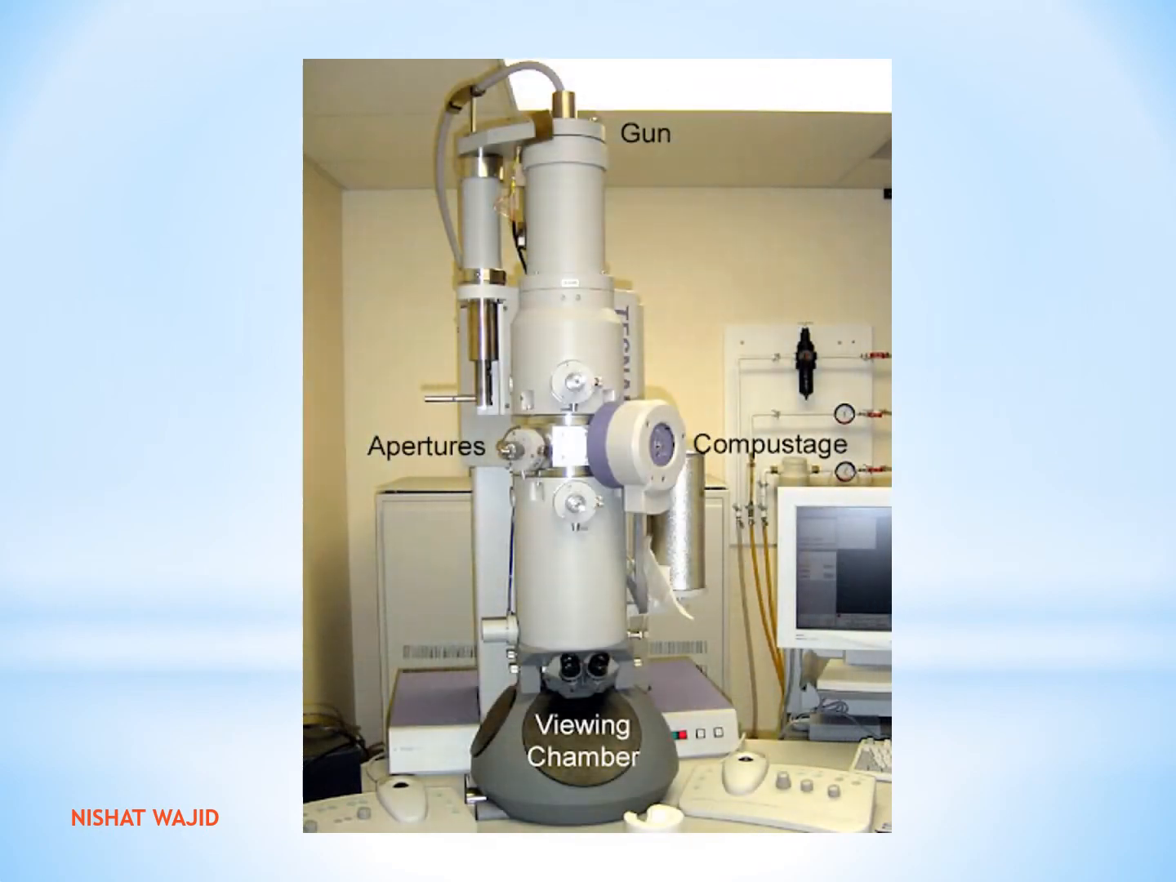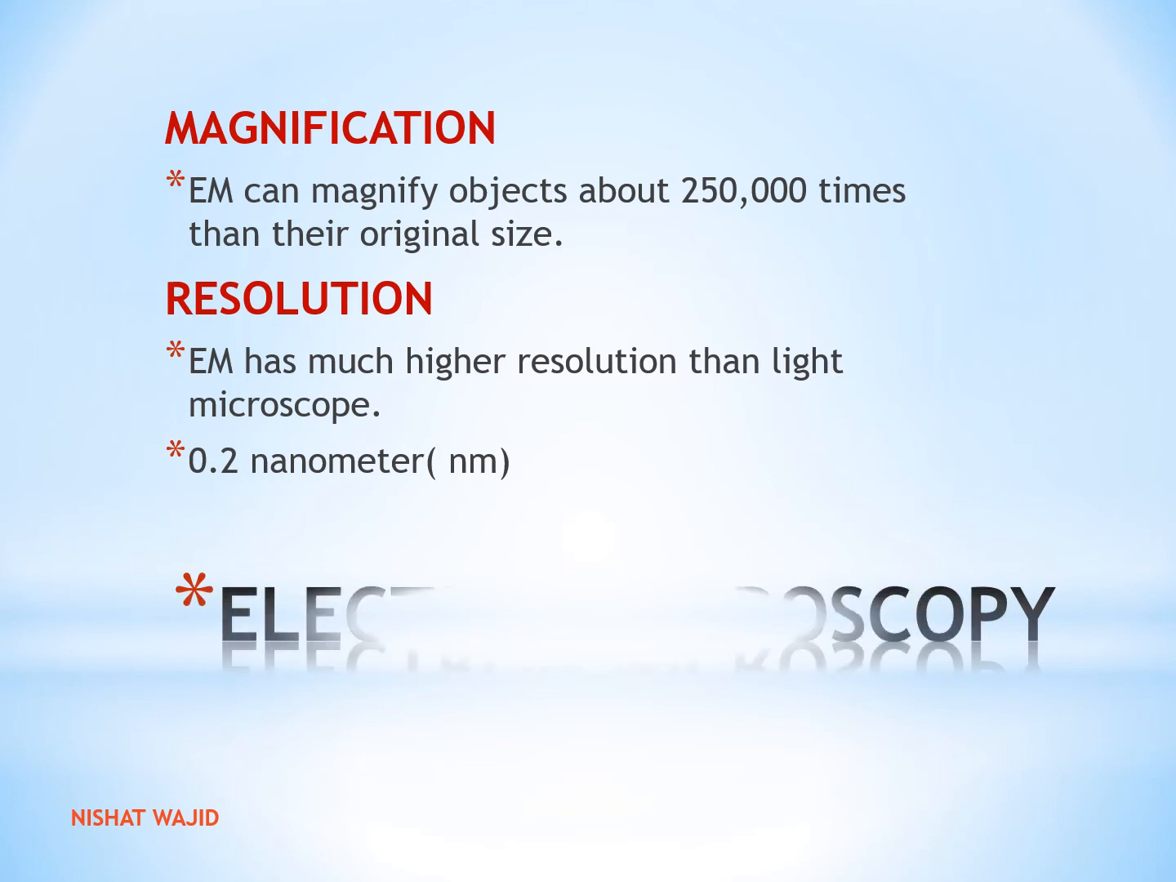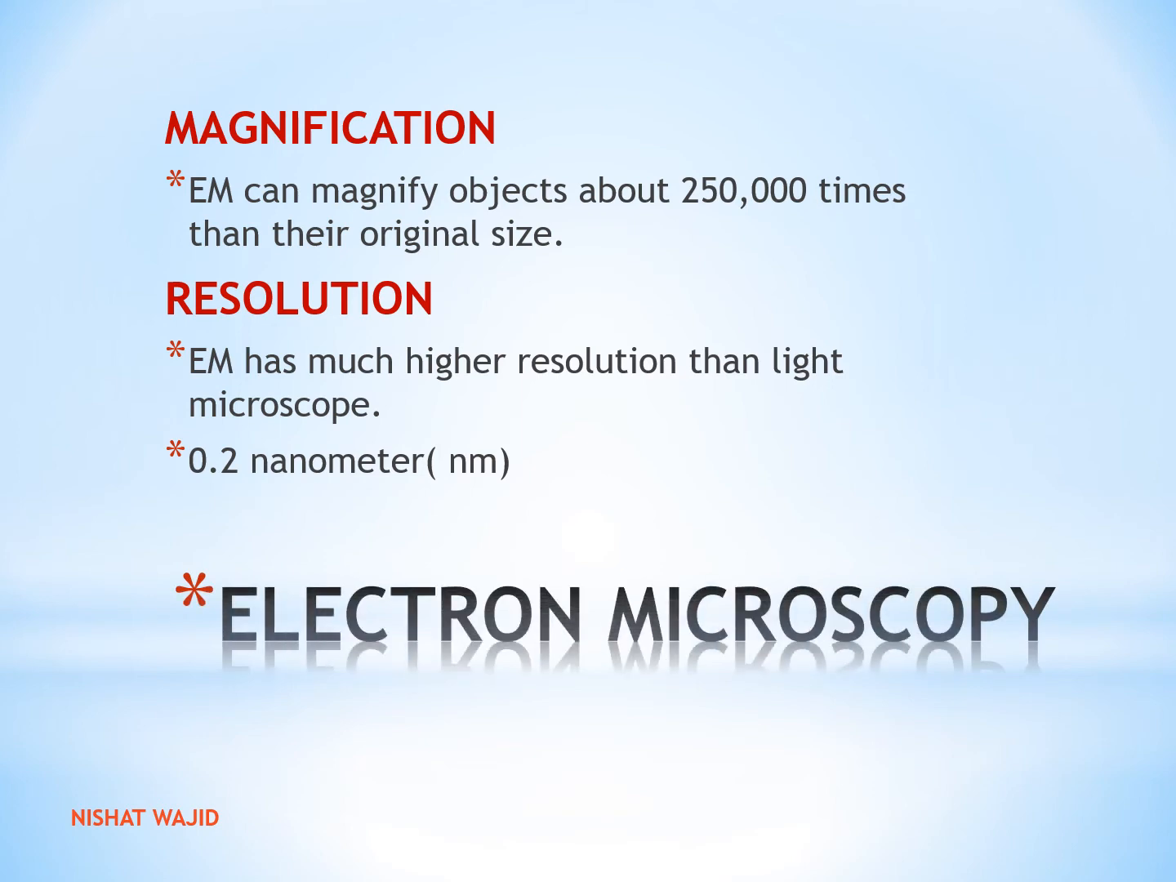This is the diagram of electron microscope. You can see it is very complex and large and needs a lot of space for installation. Only experts can handle it. Now see magnification of this microscope. Electron microscope can magnify objects about 250,000 times than their original size. Resolution. It has much higher resolution than light microscope, which is 0.2 nanometer, nm.